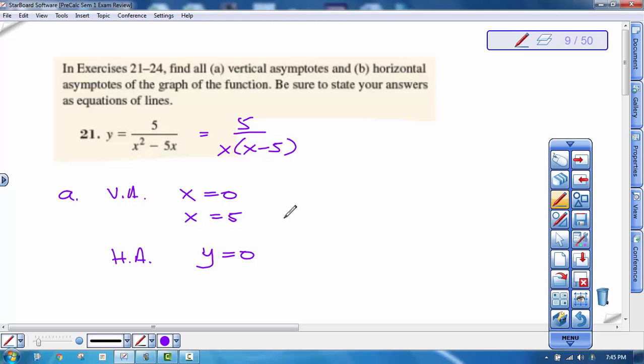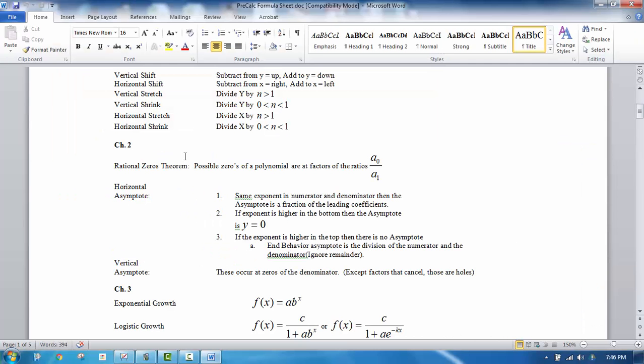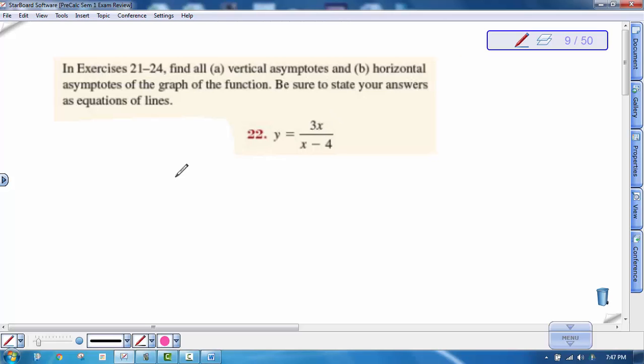And once again, those rules are on your formula sheet under chapter 2 right here. That's everything you'll need to know for that. Okay, the next one, same thing for the vertical asymptotes. These occur at zeros in the denominator, and it looks like x equals 4 is the zero in the denominator, so that'd be the vertical asymptote. And no factors cancel, so there's no hole.